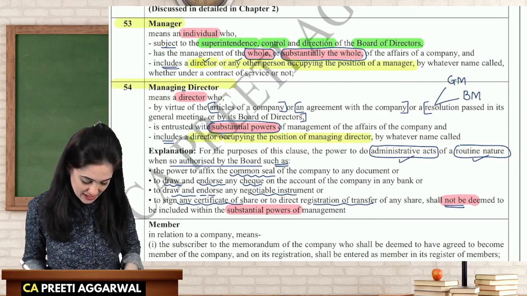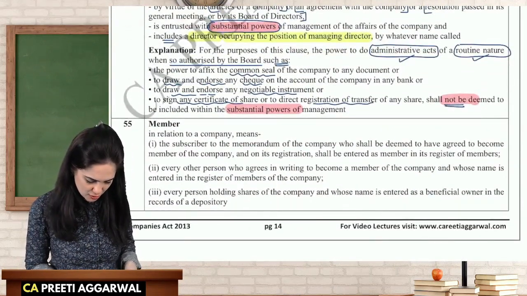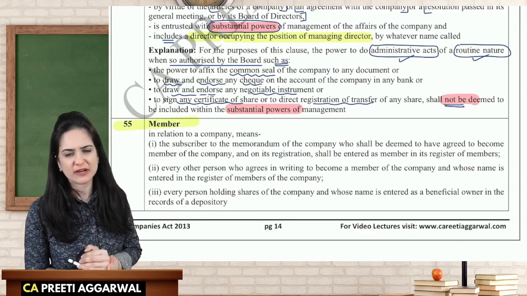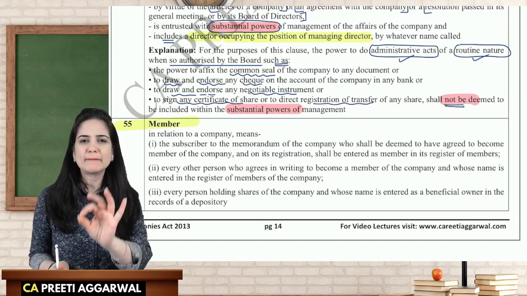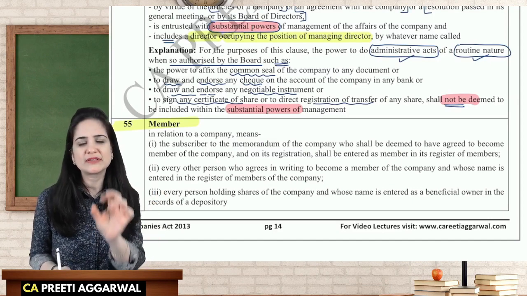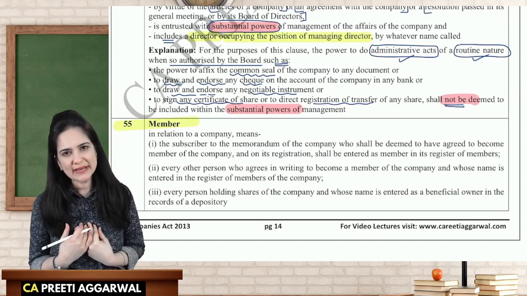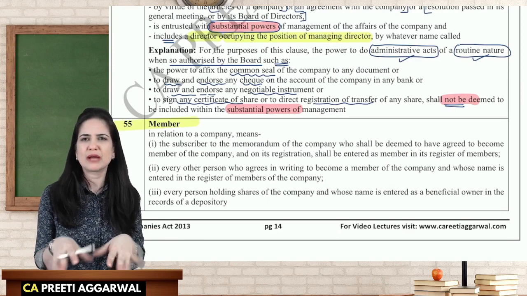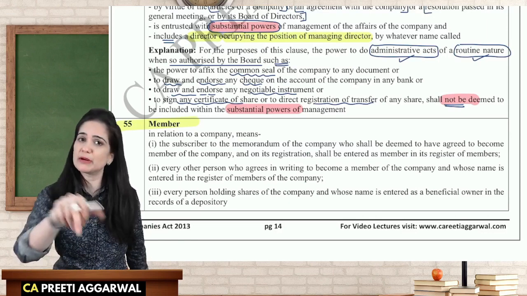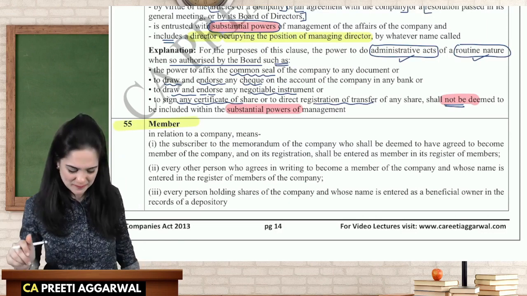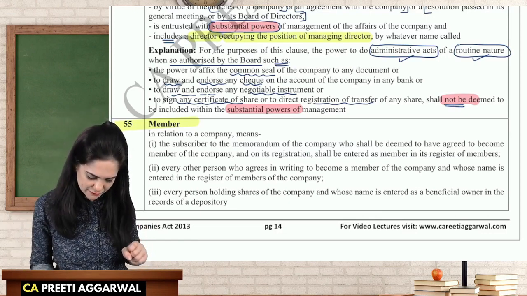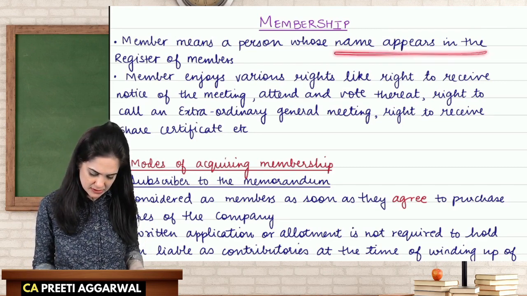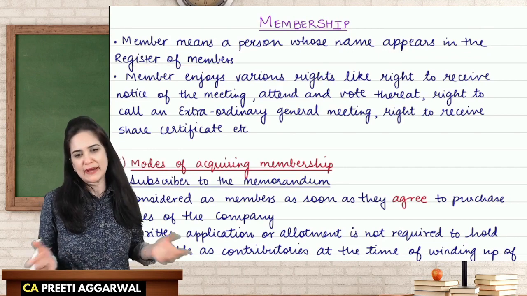All right. Next, let us discuss the definition of a member as given under clause 55. Simply put, a member is a person whose name appears in the register of members. So if my name is in the register, I'm a member. If my name is not in the register, I'm just a shareholder. I will become a member when my name is entered in the register. Okay. I have a small note for that. So who is a member? A member is a person whose name appears in the register. So if my name is there, I'm a member.